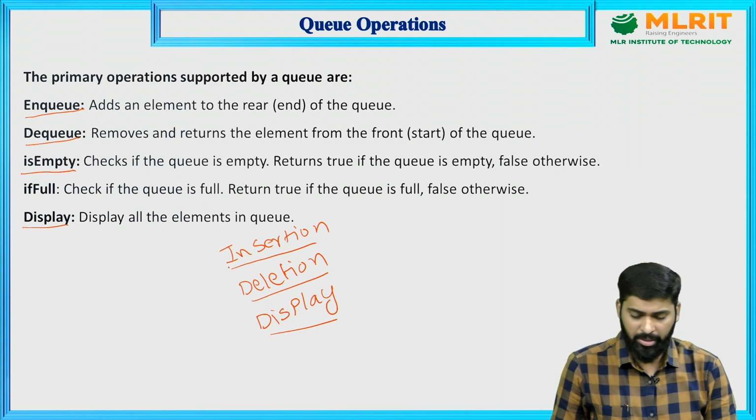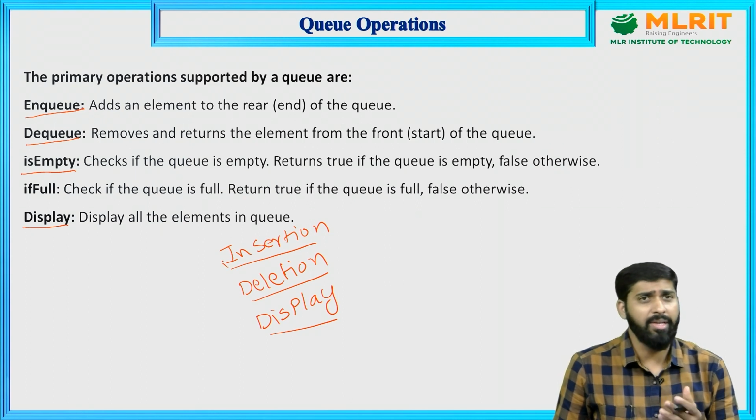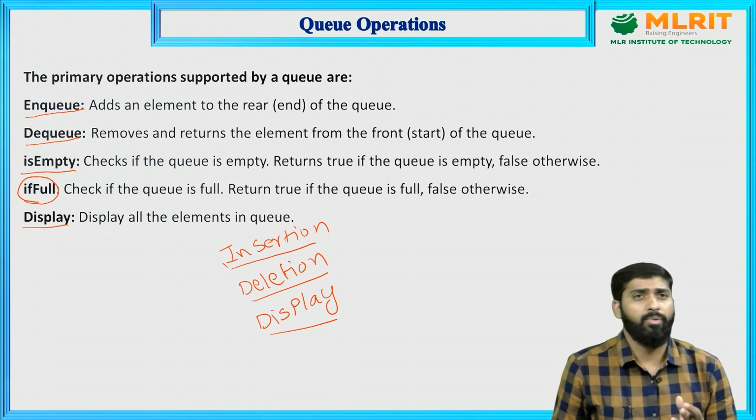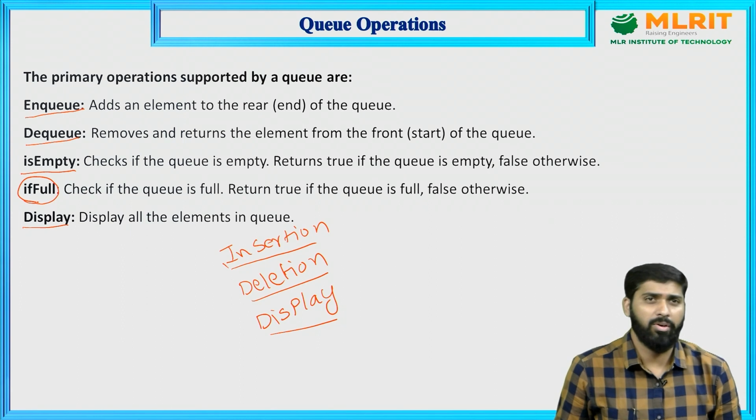And insertion: when we insert an element into queue, if the size of the queue is 5, already I inserted the 5 elements and now I try to insert the 6th element, in that case the queue is full. In that case we use this function to find whether the queue is full or not. Okay, these are the basic operations. Now we see one by one.